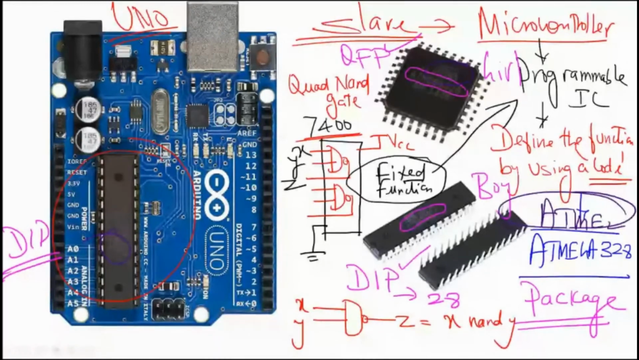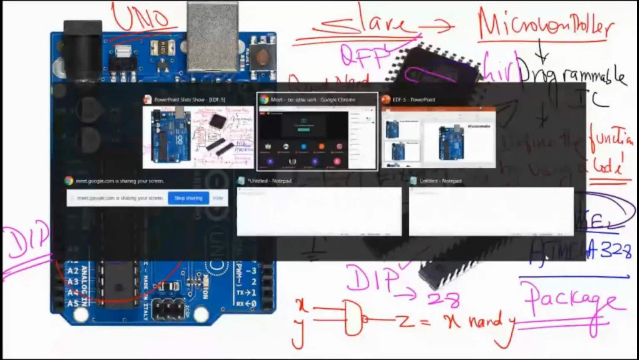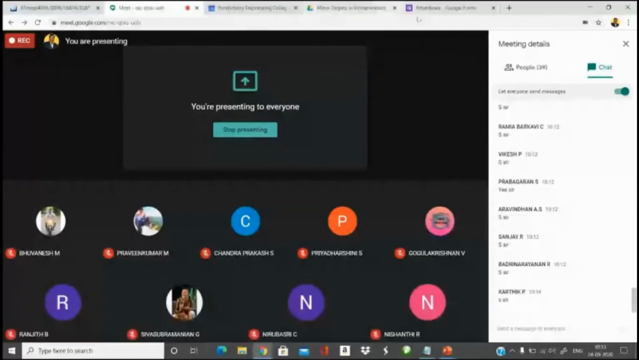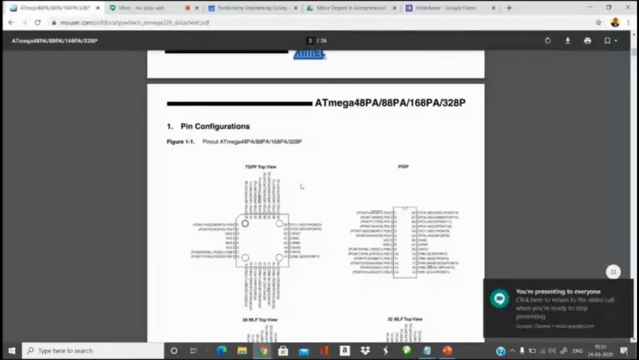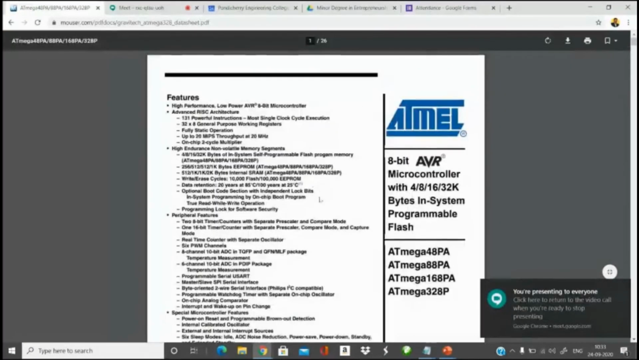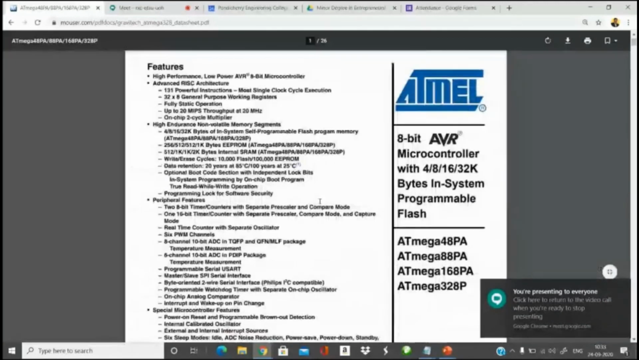So what is the exact name of the IC which I am using? ATMEGA328 microcontroller. ATMEGA328 microcontroller is manufactured by which manufacturer? It is manufactured by Atmel. Atmel is an electronic company. How do I know that? I know that because I get this information from the data sheet of the microcontroller. If you take any microcontroller, you can download the data sheet of the microcontroller.